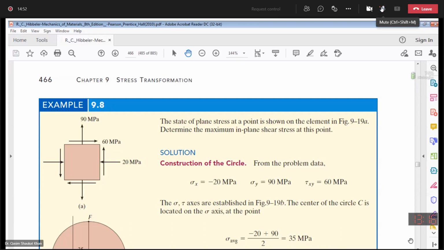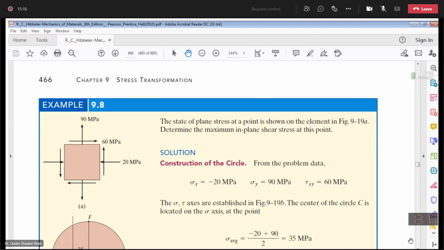35 megapascals. So the average normal stress is 35 megapascals, that is sigma x plus sigma y over two. Sigma x is minus 20 megapascals, sigma y is 90 megapascals. So the average normal stress is 35 megapascals.